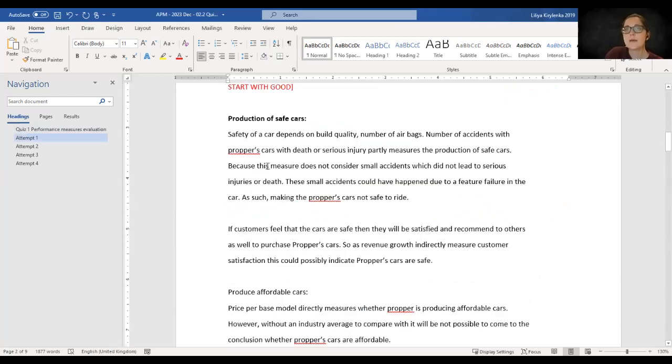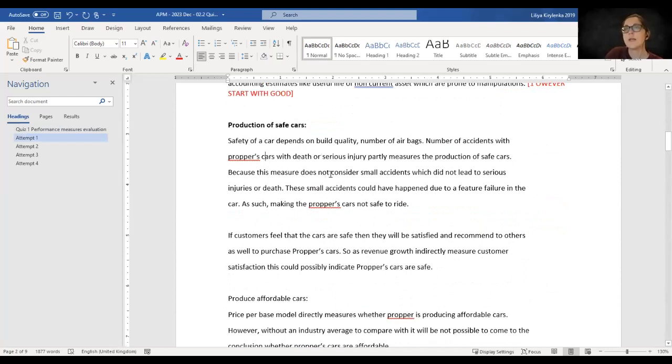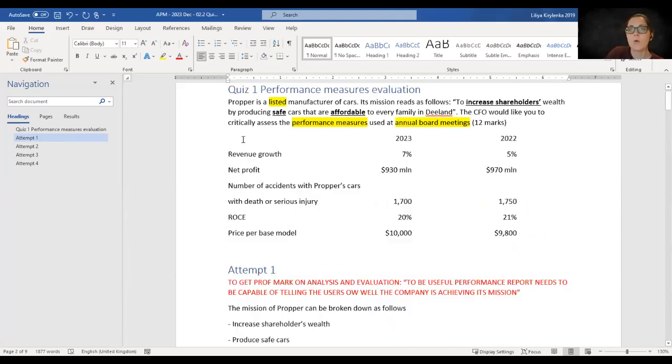This production of safe cars again needs to bring us 2 marks at most. So what we need to say? We need to say on one hand, it helps. On the other hand, it will not. So on one hand, the number of accidents with proper cars with deaths or serious injury helps the company to measure the success of how safe the cars are.